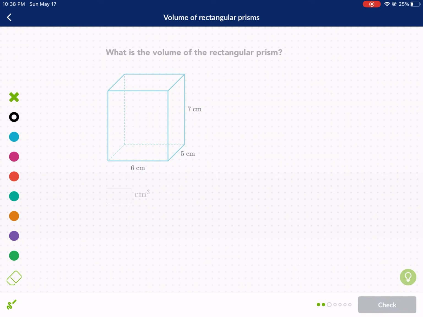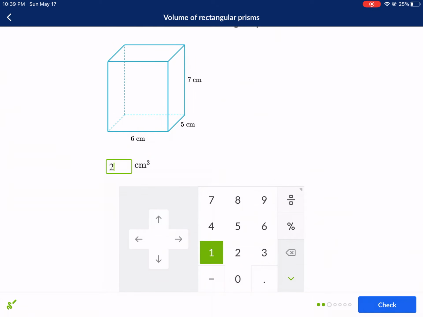Same deal here. We could figure out a base if we want, and find the area of this base and then multiply it by height, or we can just notice it's a rectangular prism and you just need to multiply 7 times 5 times 6, or 6 times 5 times 7, or 6 times 7 times 5, however you want to do it. I'm going to do 6 times 5 is 30, and 30 times 7 is 210. That's easier for me to figure out, 210.